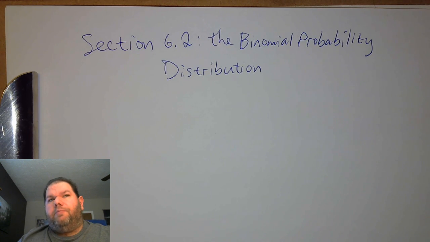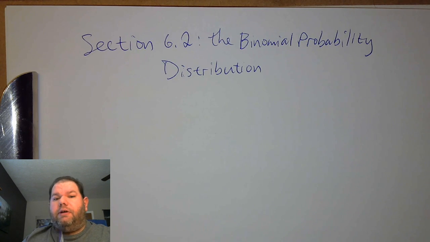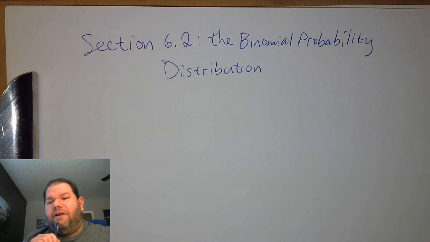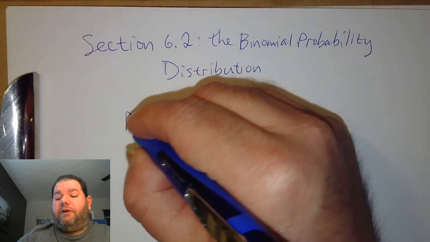Now, a probability experiment is called binomial if we need two outcomes, is what it amounts to. Binomial, bi means two. So if we can define the experiment as having two outcomes, which we designate as success and failure, then that would make it a binomial experiment, or probability experiment.